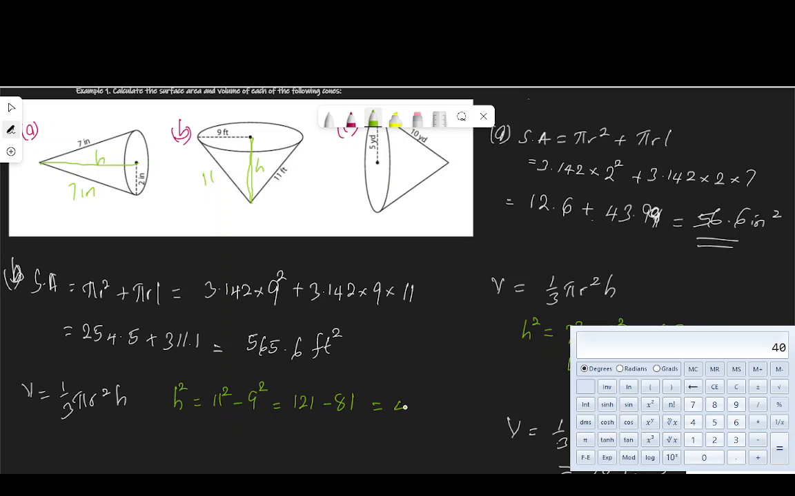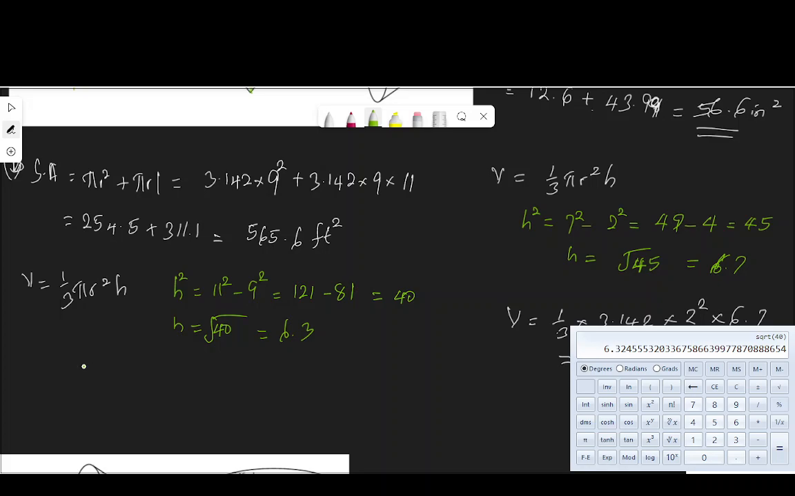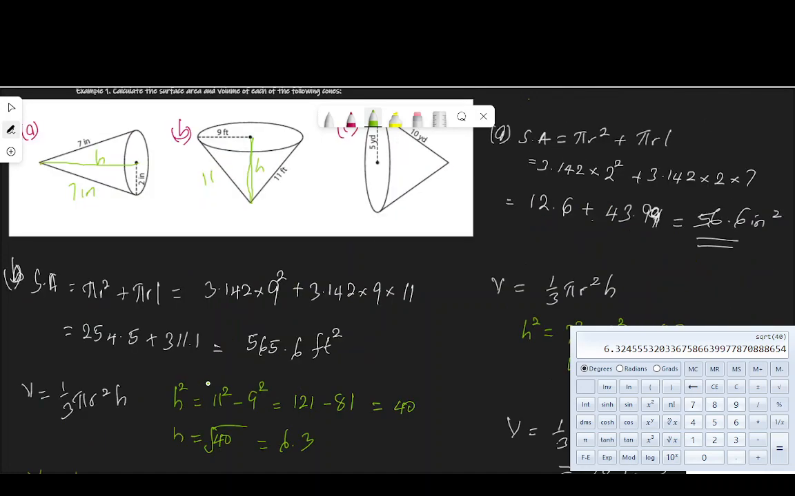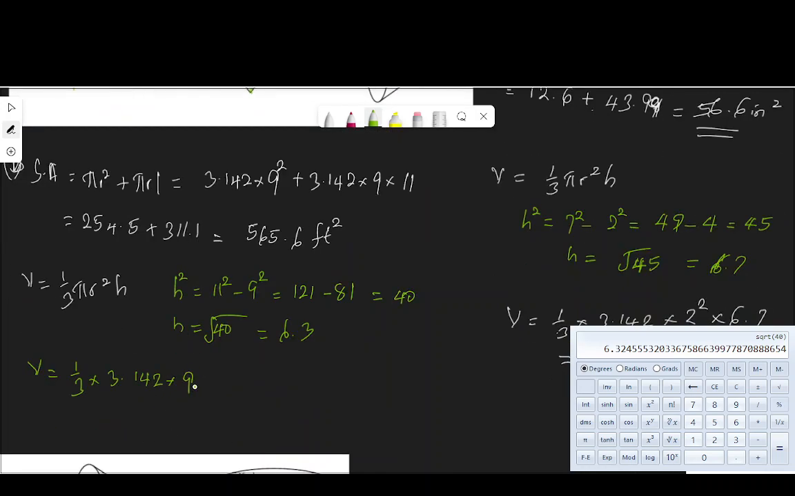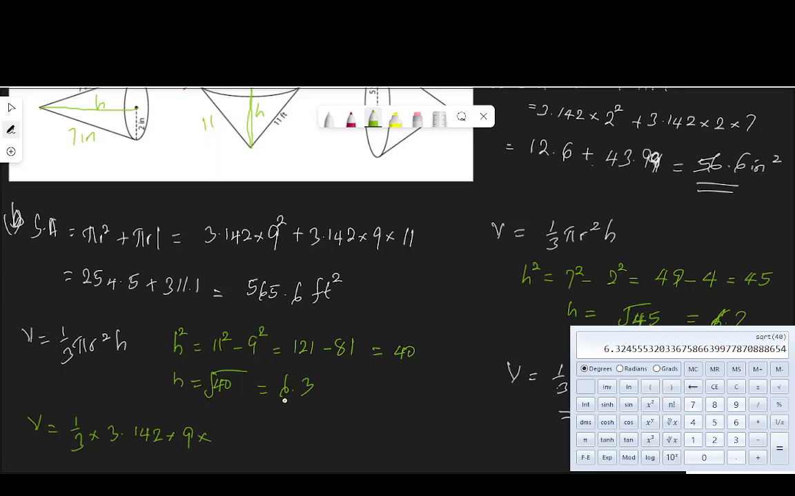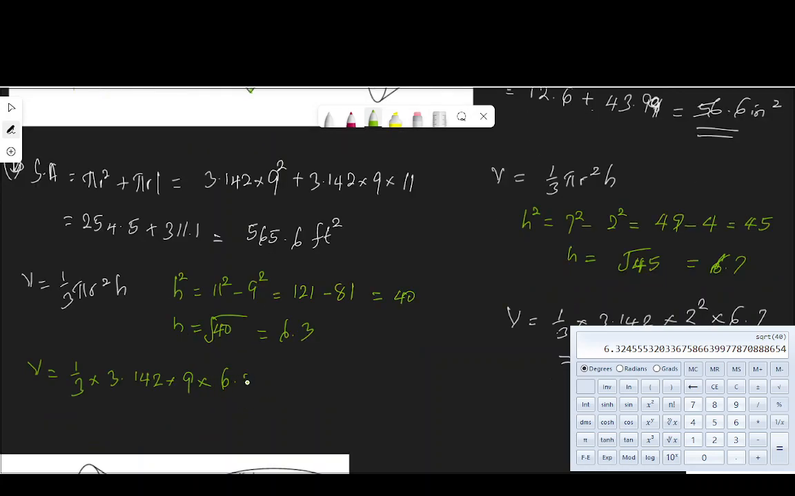40. So h will be square root of 40. Square root of 40 is 6.3 approximately. So if h is 6.3, you can now get the volume V. V therefore is 1/3 times pi 3.142 times r, which is the radius. The radius is 9, times the height 6.3.